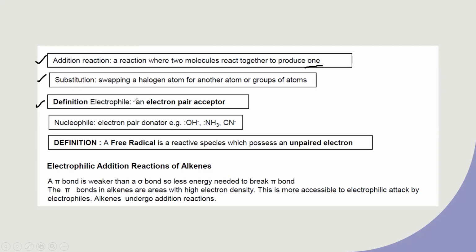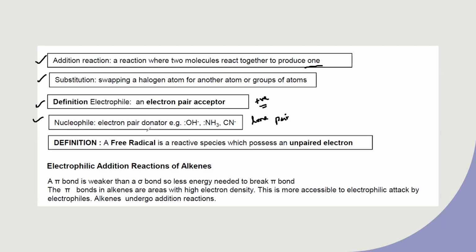Electrophile means electron pair acceptor or electron loving group. So electron loving groups normally have a positive charge. And what are nucleophiles? Nucleophile means nucleus loving group or electron pair donors. They should have a lone pair. So there should be a lone pair for the nucleophile. And the definition of a free radical: it's a reactive species which possesses an unpaired electron.